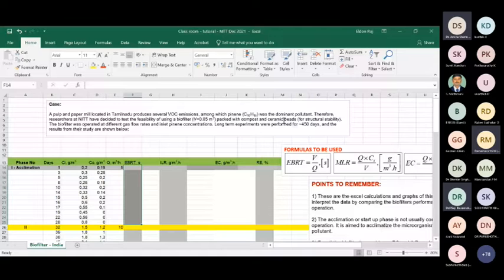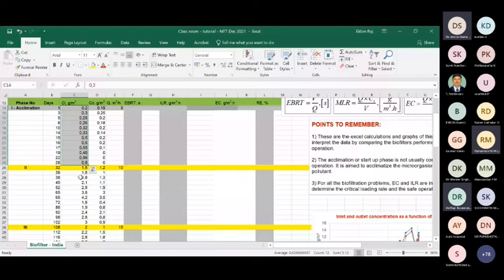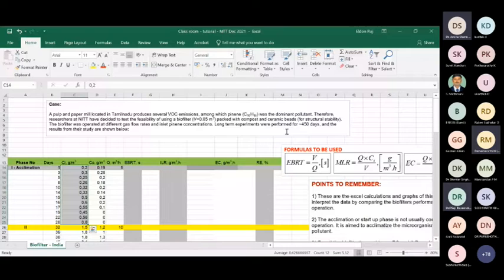The biofilter was operated at different gas flow rates. You can see the Q values are different, and at different inlet concentrations. As you can see here, Ci is the inlet, and the inlet is also different. Then long-term experiments were carried out for around 450 days.